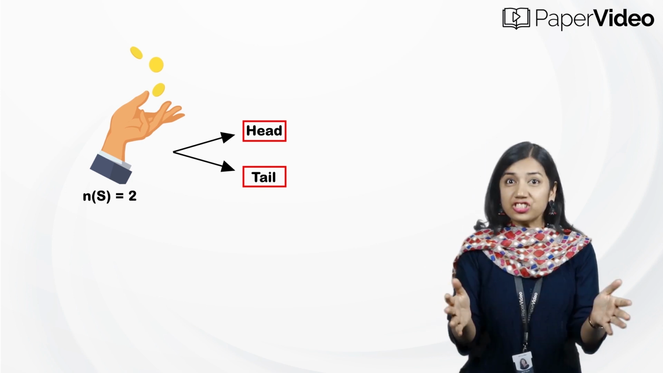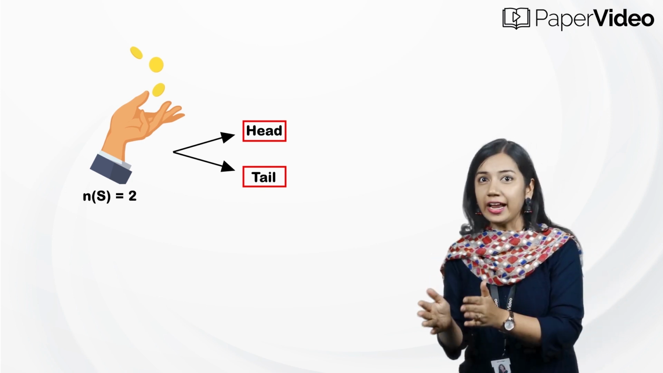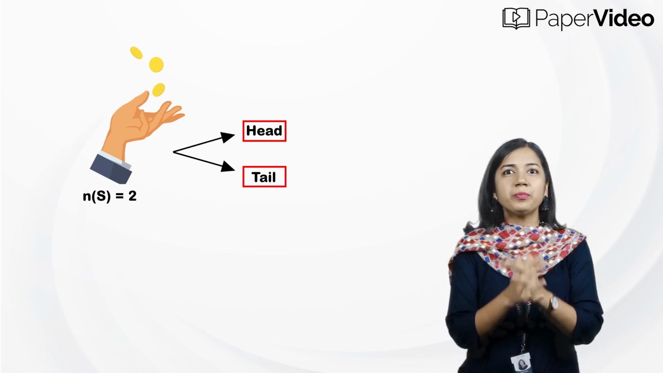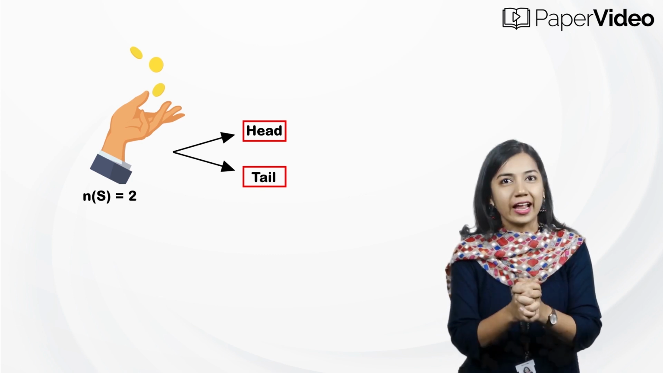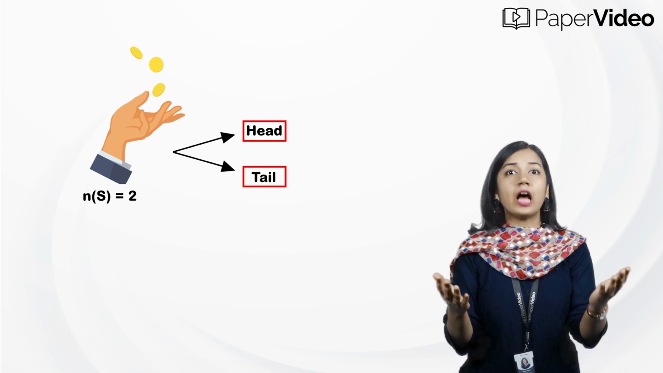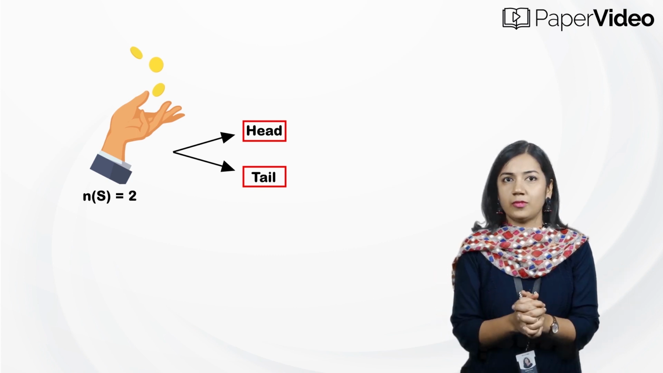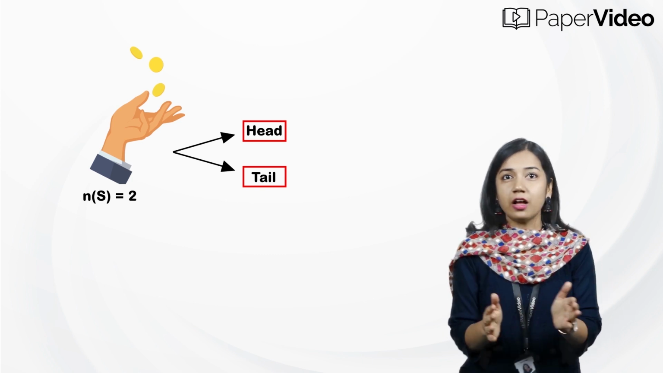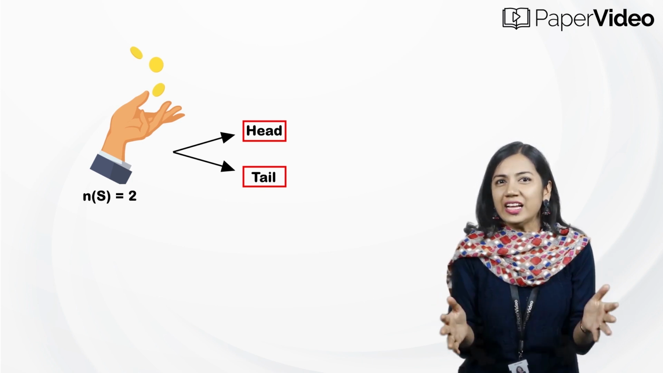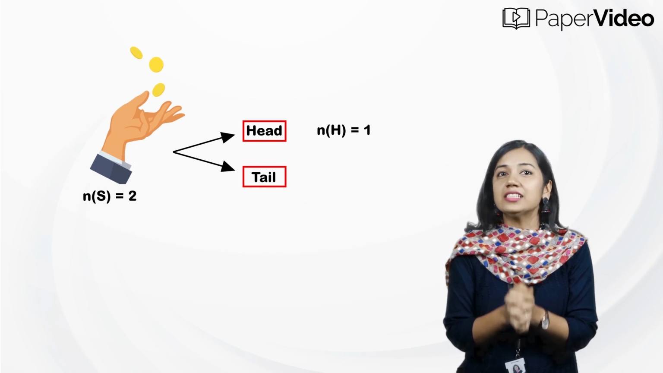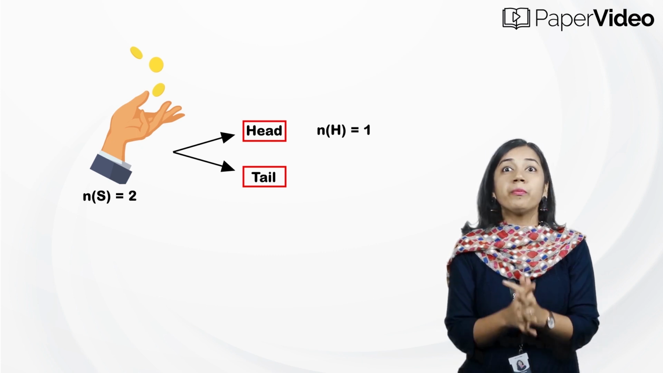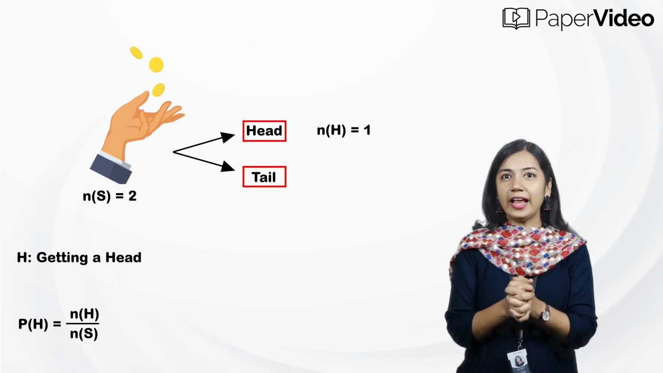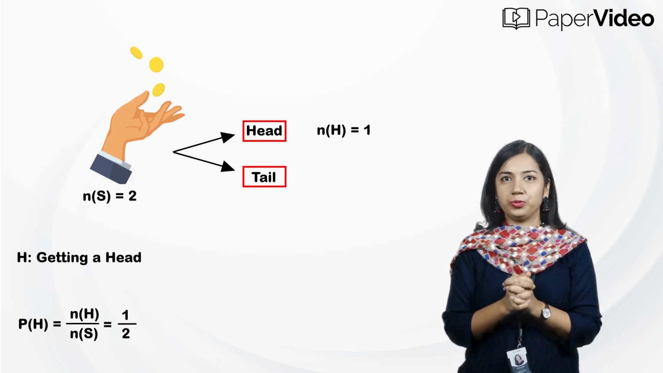If we take H as the event of getting a head, then what is the probability of getting a head? How many favorable outcomes are there? Only one. That is, when the coin shows up a head, so we can write N(H) as 1. Therefore, probability of getting a head becomes 1 over 2.